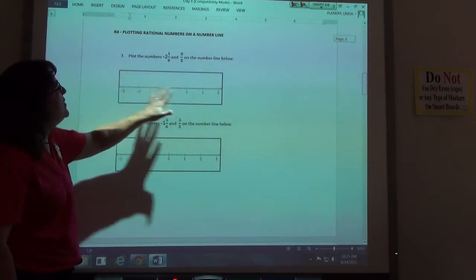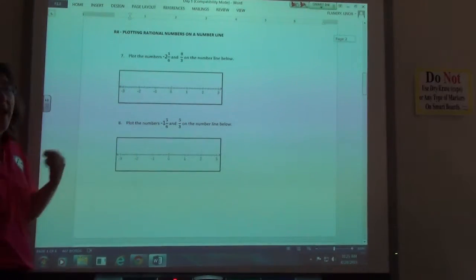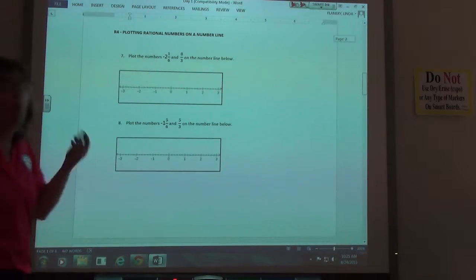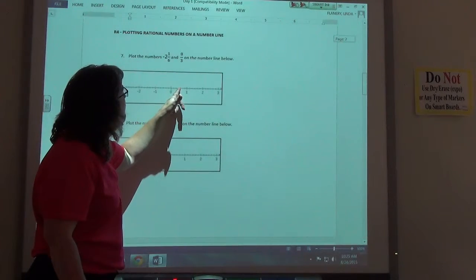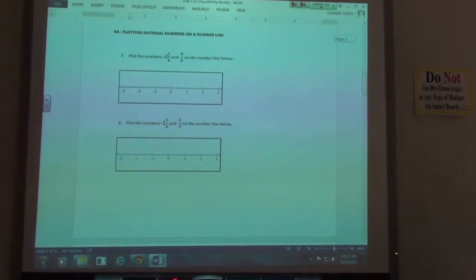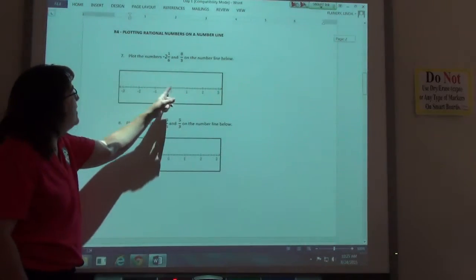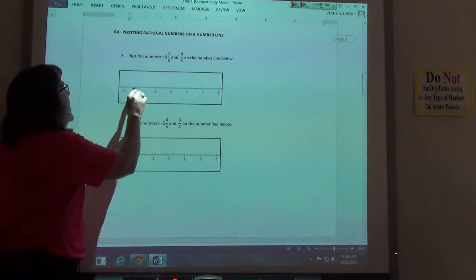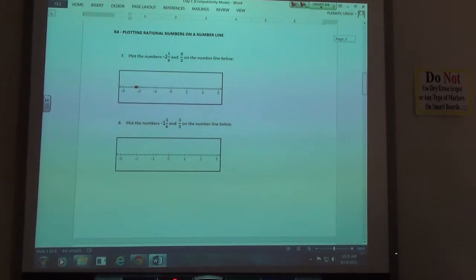So again, the first thing you want to do is see what your denominators on your fraction should be by counting how many spaces are between the 0 and the 1, or between the 1 and the 2. It really doesn't matter. But there are 1, 2, 3, 4, 5, 6 spaces there. So my denominator should be 6. My first one already is in sixths. I'm going to go to -2, and then 1/6 beyond that, so one space to the left. So -2 and 1/6 would be right there.